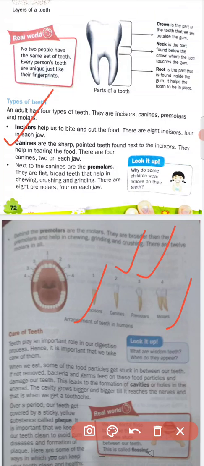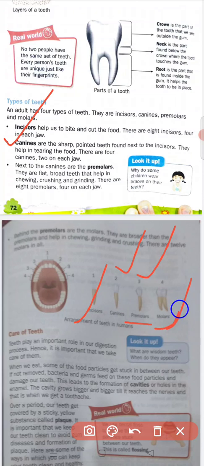Okay, now, student, next is the premolar. Next to the canine are the premolars, and they are flat. You can see this diagram also. Premolars are flat broad teeth, and they help in chewing, crushing, grinding your food. There are 8 premolars in total, 4 in the upper jaw and 4 in the lower jaw.